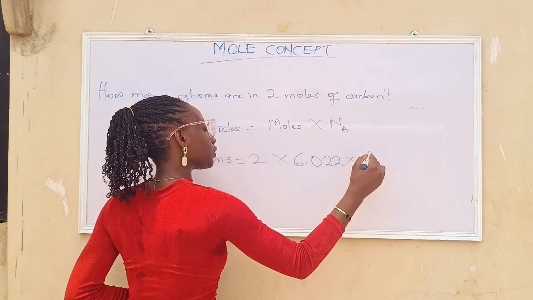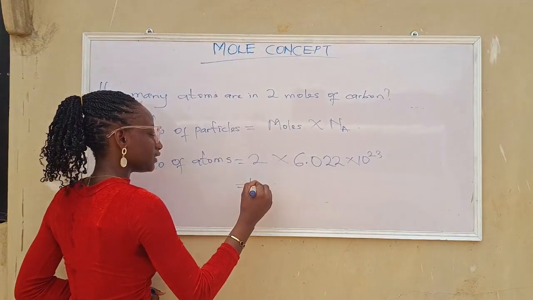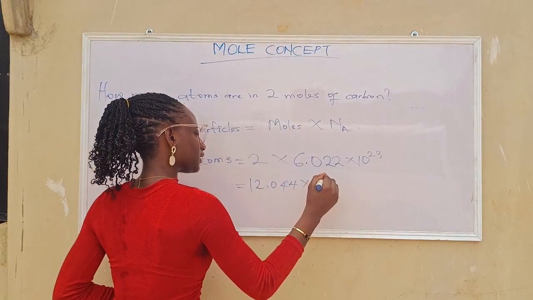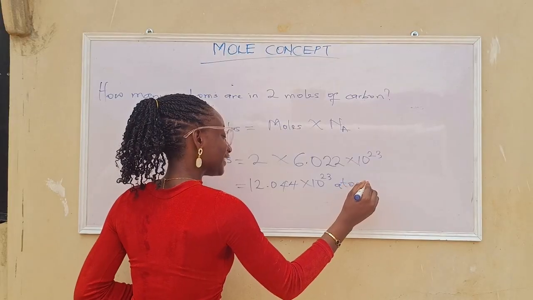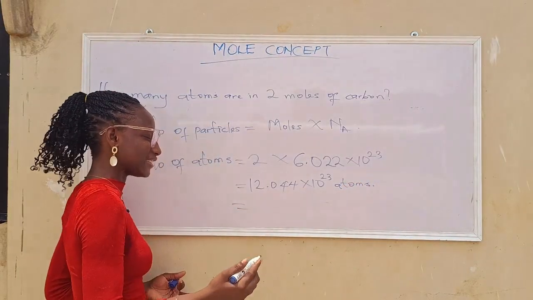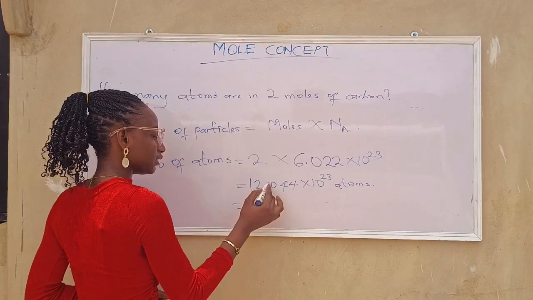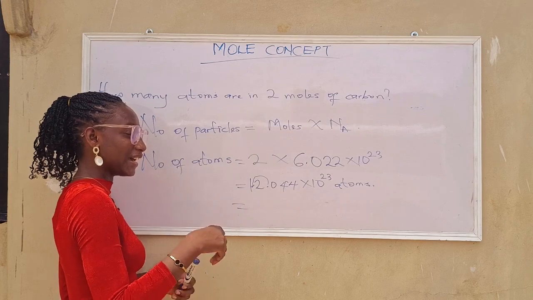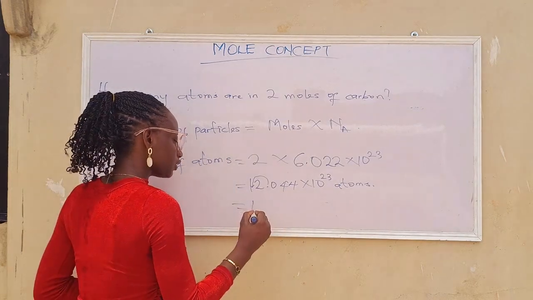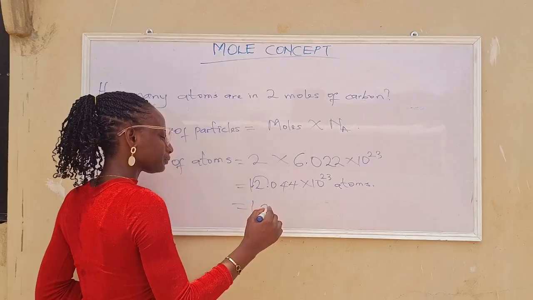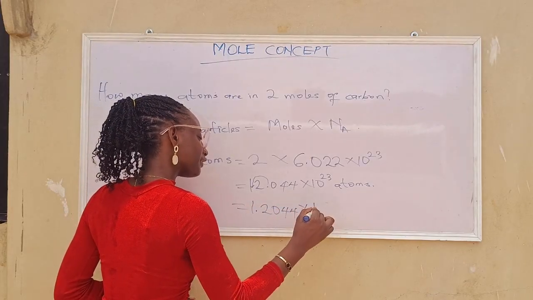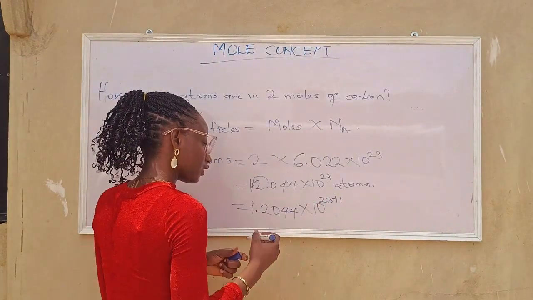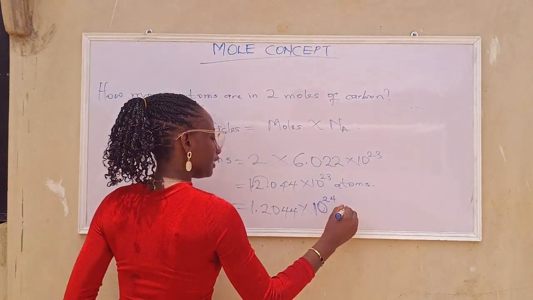6.022 times 10 raised to power 23. When you multiply this, you're going to have 12.044 times 10 raised to power 23 atoms. You can also write this in standard form. Jumping to the left means that you are going to have an additional one, so it's 1.2044 times 10 raised to power 23 plus 1. So it's 23 plus 1, which gives you 10 raised to power 24 atoms.